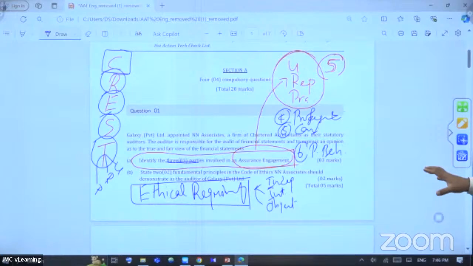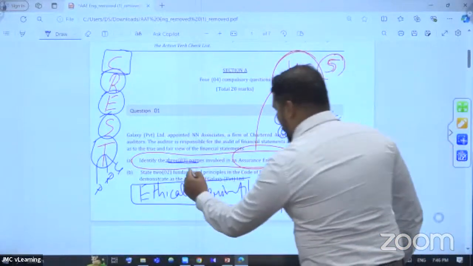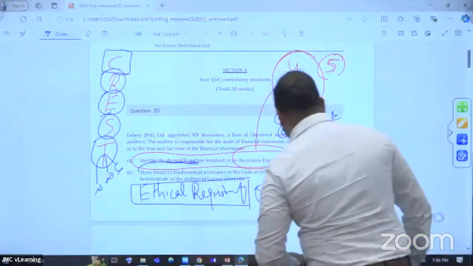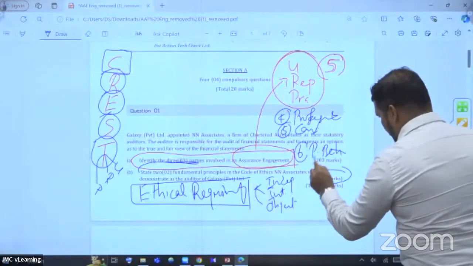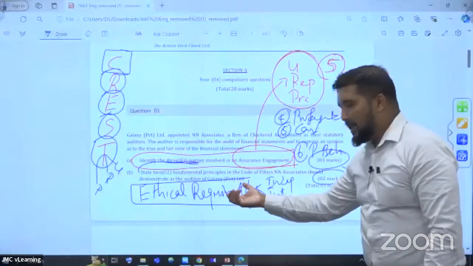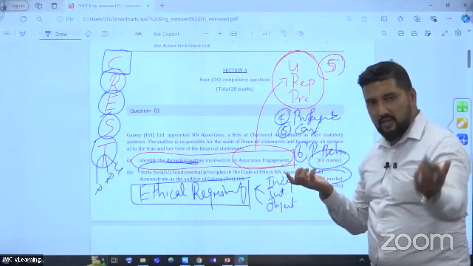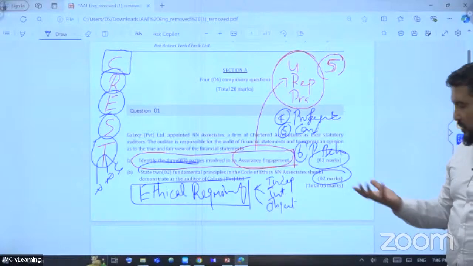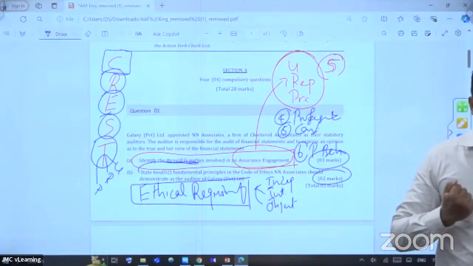Out of these 6, you need to state 2 fundamental principles in order to obtain these 2 marks. So if you know the assurance engagement and the ethical requirements, these 5 marks are given to you. Close your eyes, you can get the 5 marks. Are we clear?